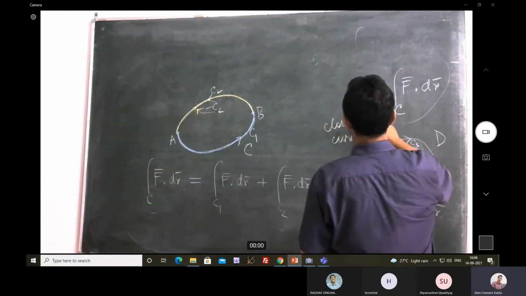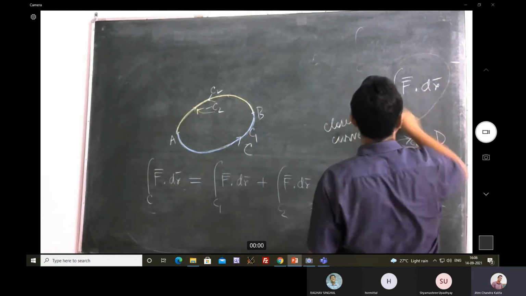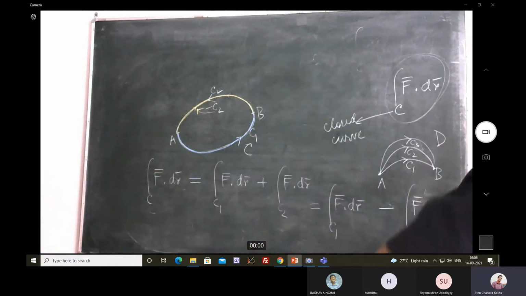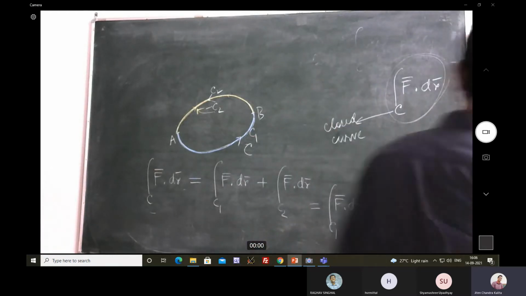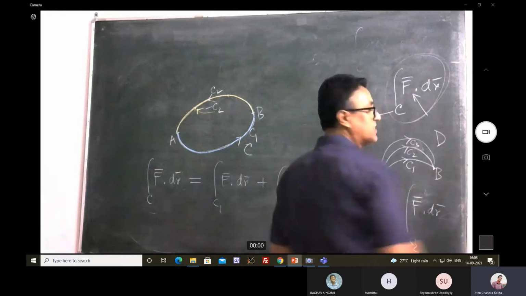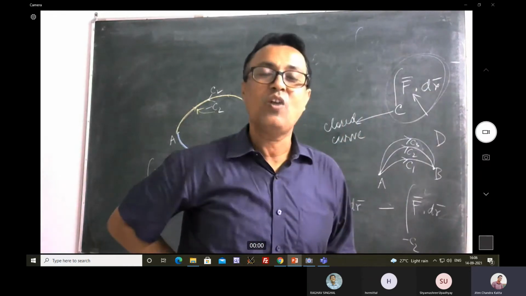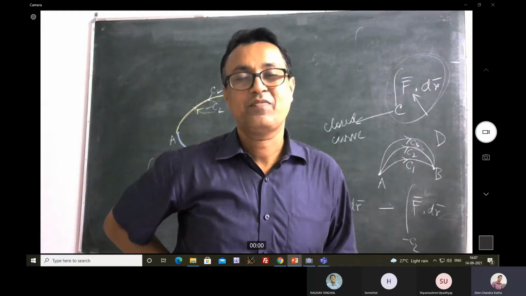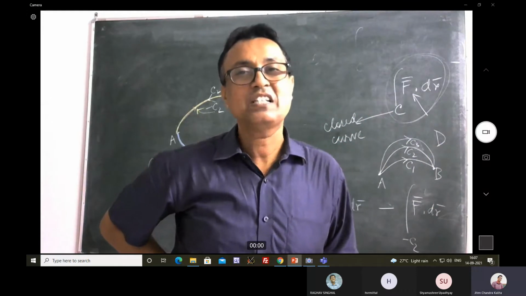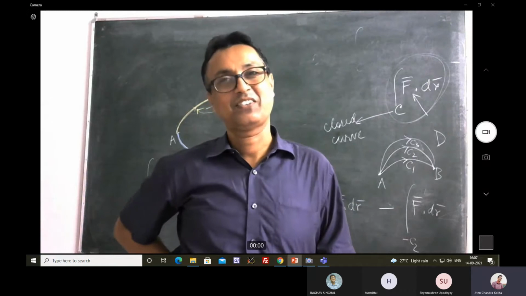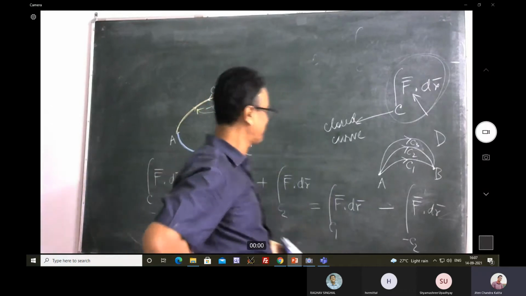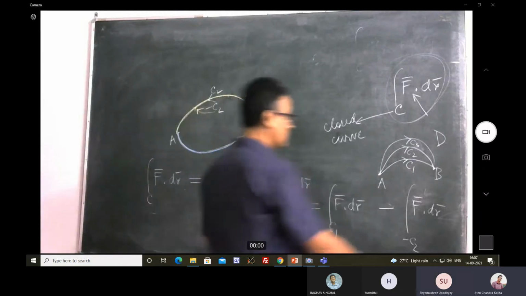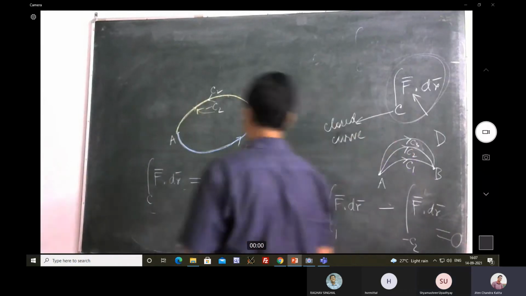Now, what was given to me earlier? I was given that this integral is independent of any path lying on that region D. Yes? So what does that mean? That is 0.